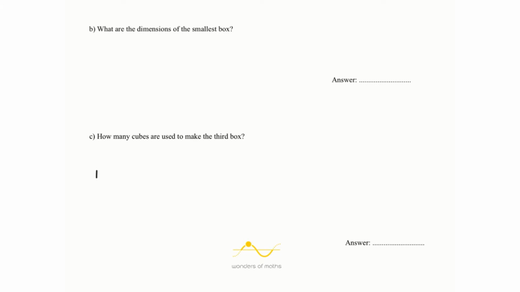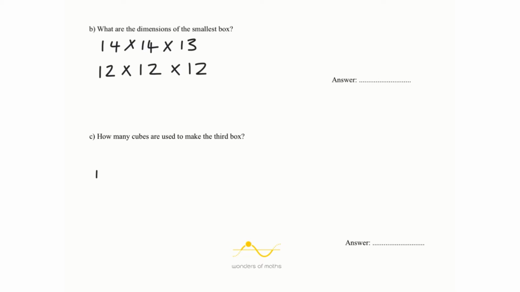Let's move on to part B. What are the dimensions of the smallest box? For this question, we're going to use the same method as in the previous one, to count down until we reach the dimensions of the smallest box. The first box that was given to us was 14 by 14 by 13. The second, which we found out, is 12 by 12 by 12.